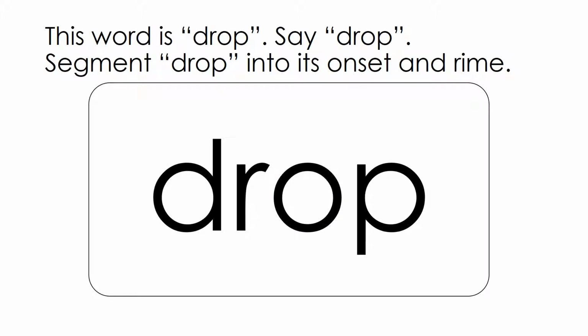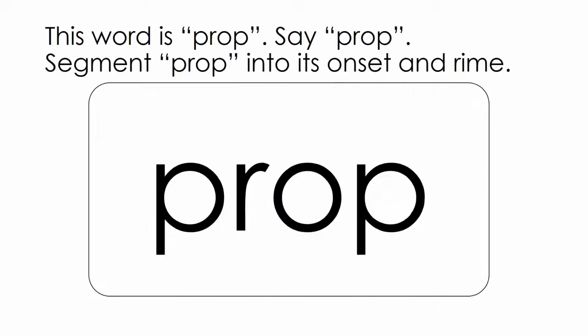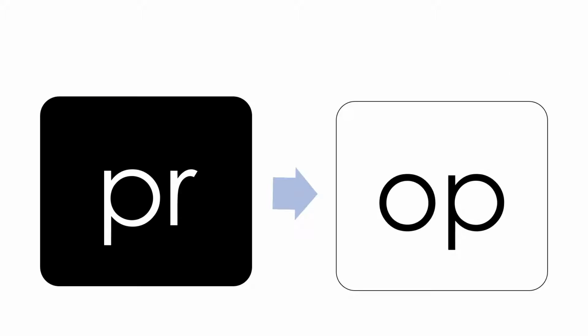This word is drop. Say drop. Segment drop into its onset and rime. Dr, op. This word is prop. Say prop. Segment prop into its onset and rime. Pr, op.